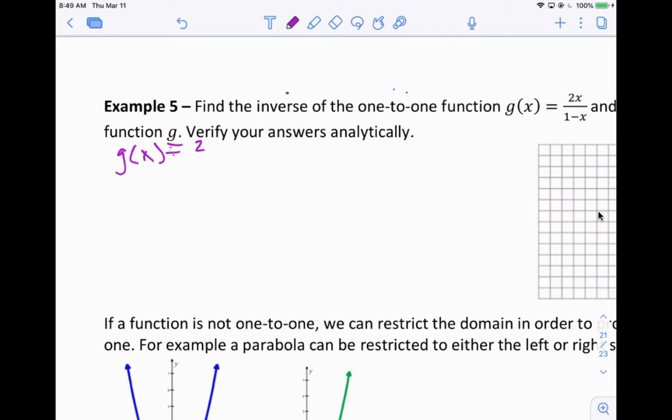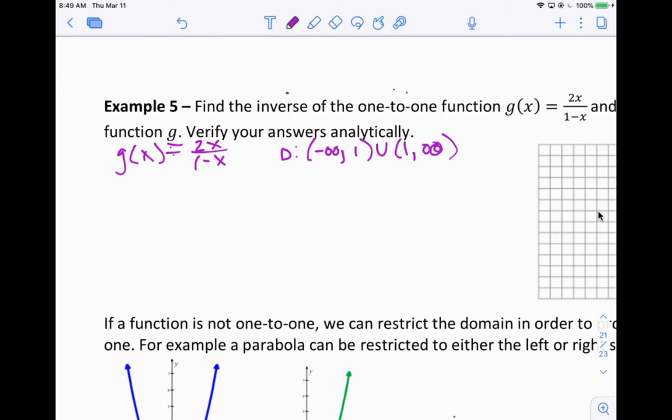So the domain of this function, remember with rationals, there is something that will quote unquote break these, something that will not allow us to get an answer, and that's having 0 in the denominator. So in this case, numerator doesn't matter. We can plug in anything we want to the numerator, but I don't think we're going to have 1 in the domain. So -∞ to 1 and 1 to infinity would be the domain of this function.